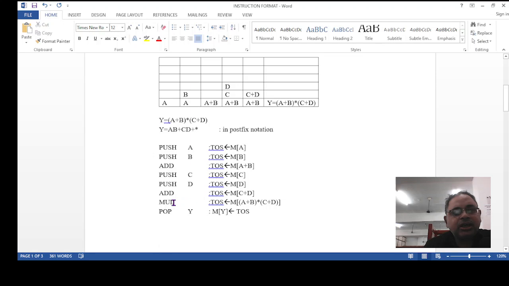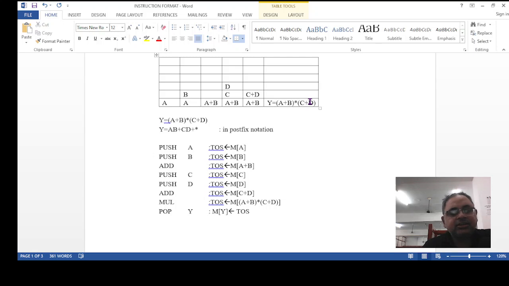So mul: after multiplying C plus D and A plus B, the top of the stack becomes A plus B into C plus D. The calculated value of A plus B into C plus D becomes the top of the stack, which is Y. So now the top of the stack contains Y. Top of the stack, TOS, is a pointer.